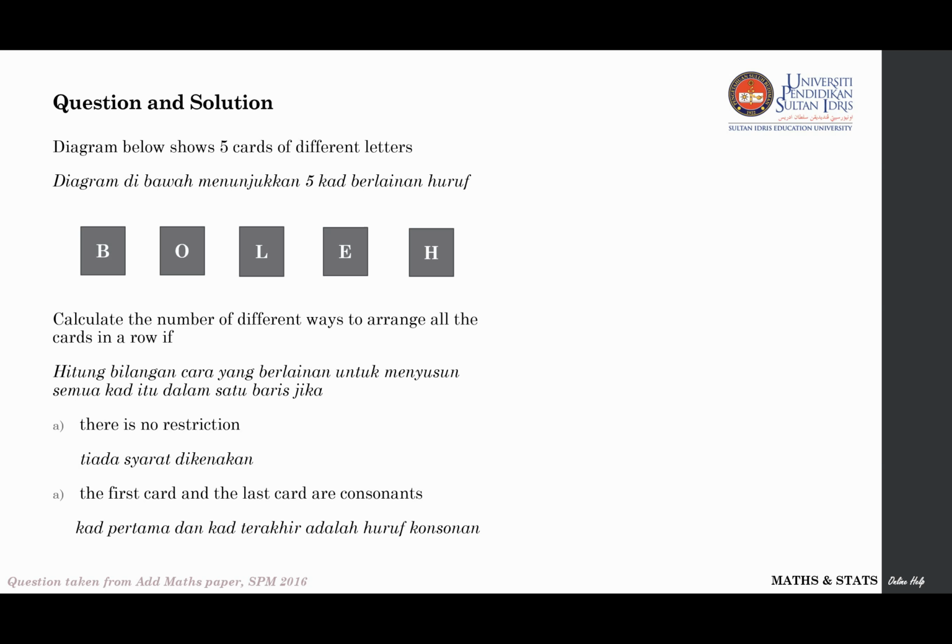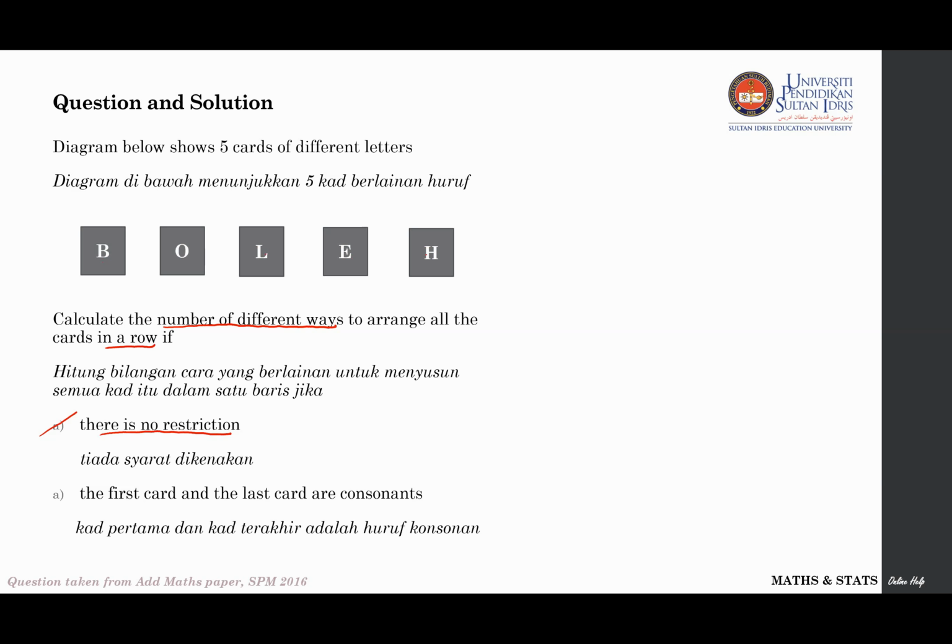Okay, so in this question given here, you are asked to calculate the number of different ways to arrange all the cards in a row if there is no restriction. Okay, so for question A is there is no restriction, tiada apa-apa syarat. Jadi bagaimana you boleh susun ke semua kad tersebut. Kad ni adalah kad yang berlainan huruf.